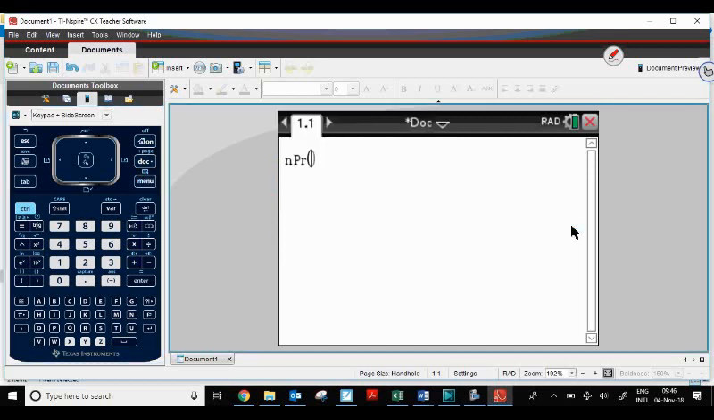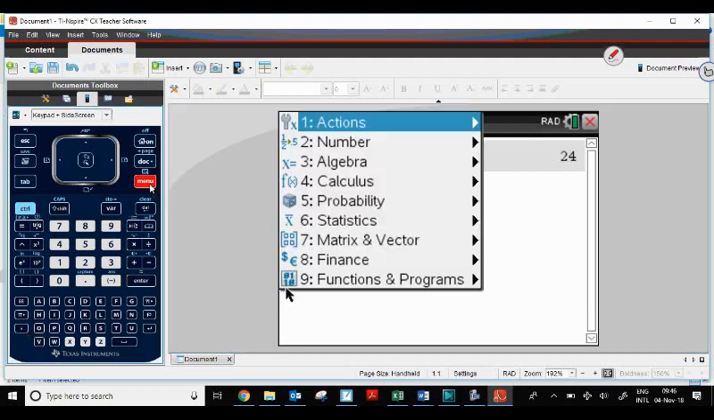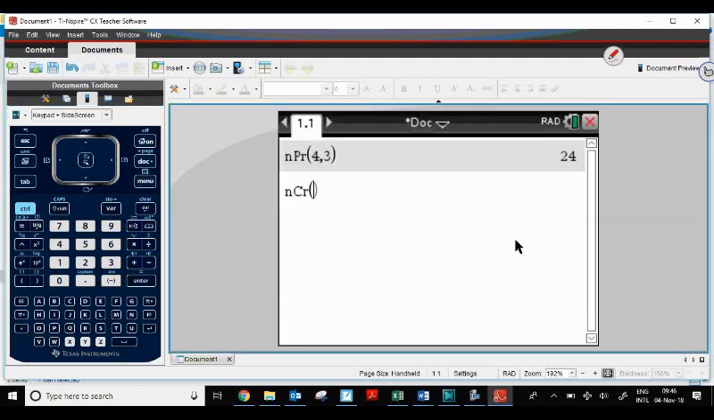If I choose permutations, if I wanted to do, as in the last one, 4 pick 3, I'll just do 4, comma, and the comma button is right down here, 3. There you go, that's 24. If I want to do a combination, same thing, 4, comma, 3, there's your 4.